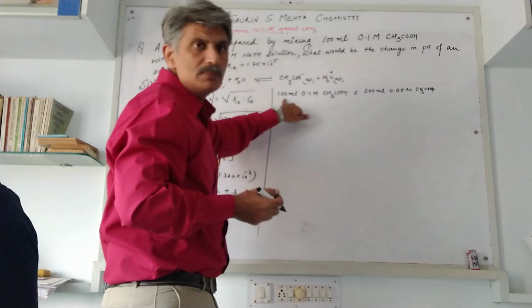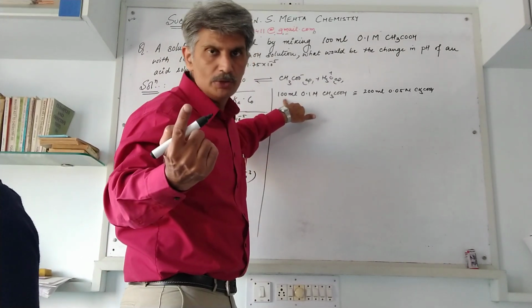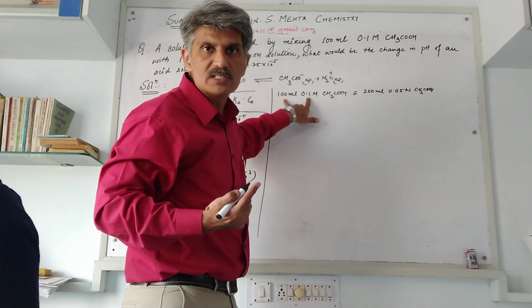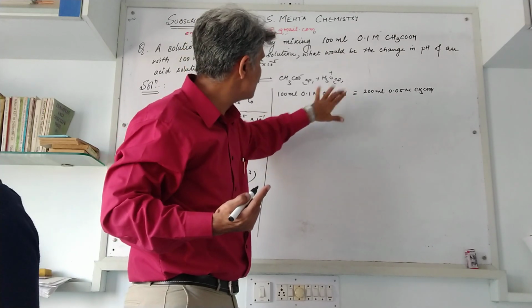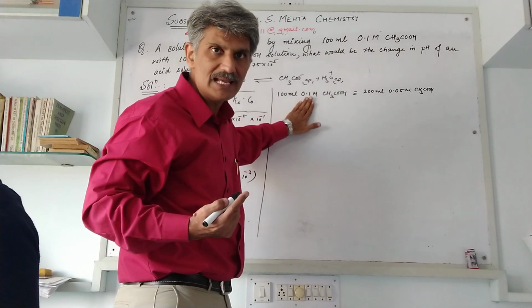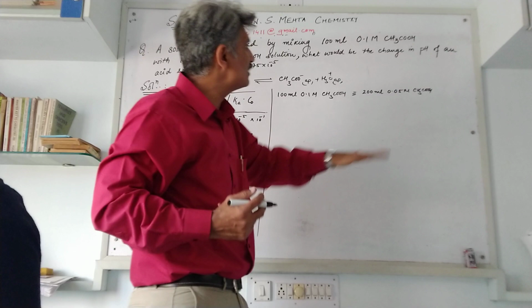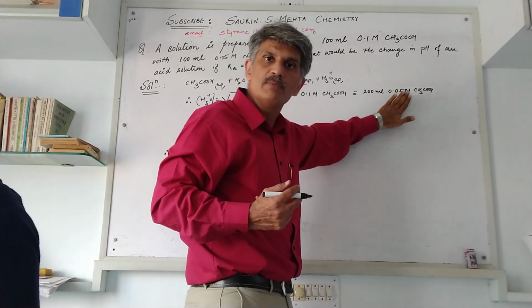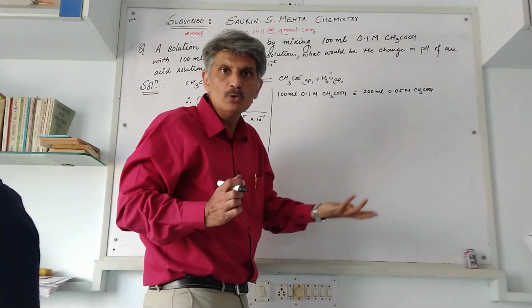That means I am doubling the volume and I am reducing the concentration to its half. So it will be the same. If I say 100 ml 0.1 molar acetic acid, that is as good as 200 ml 0.05 molar acetic acid. Why do I do this?